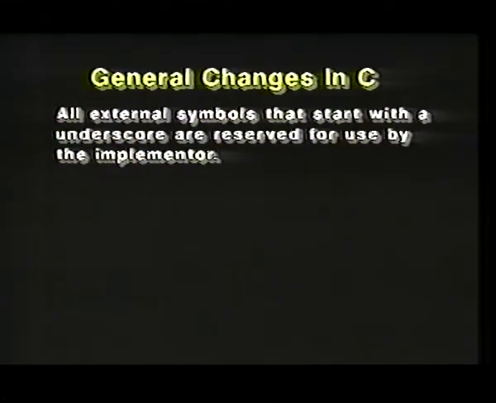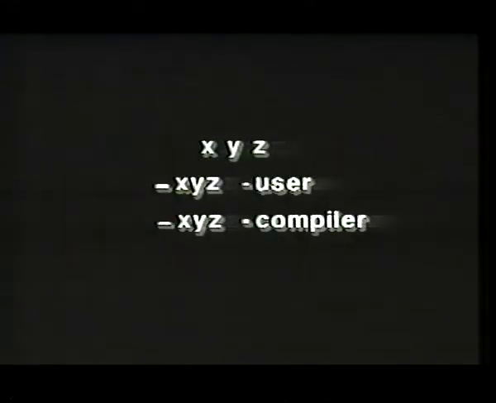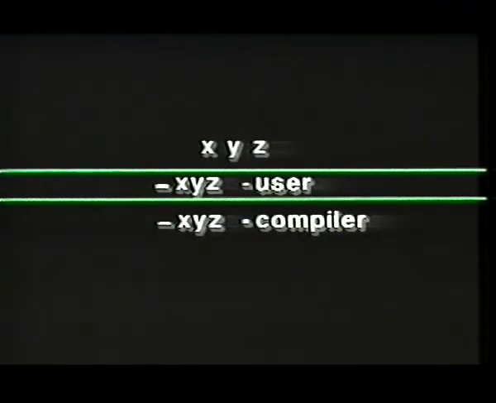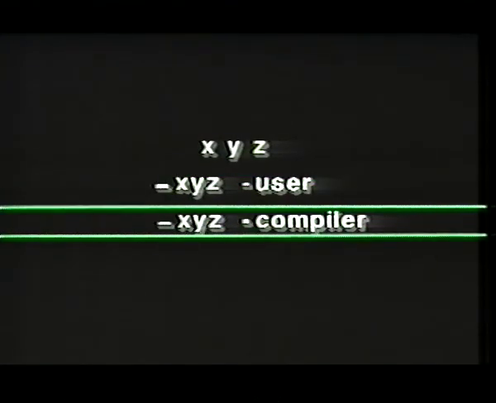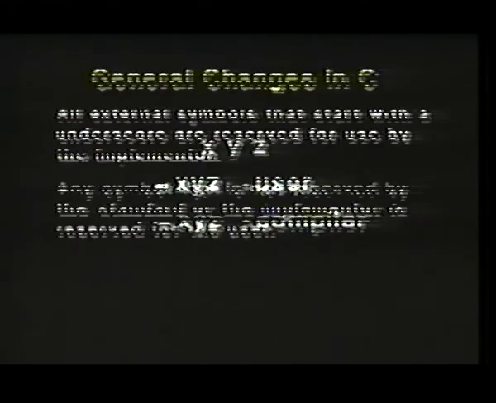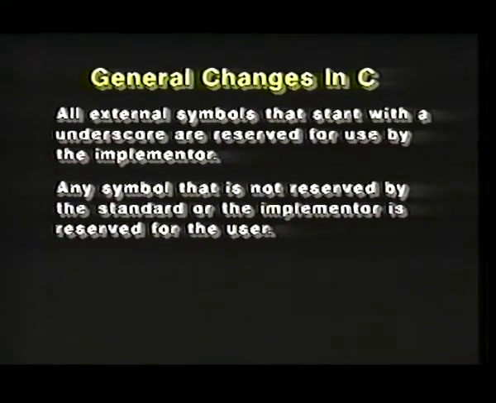So if a user is using, say, underscore xyz, and a compiler person also uses the symbol underscore xyz, the user program is non-conformant in ANSI C because this symbol is reserved for the compiler people, and the programmer is forced to change this code.